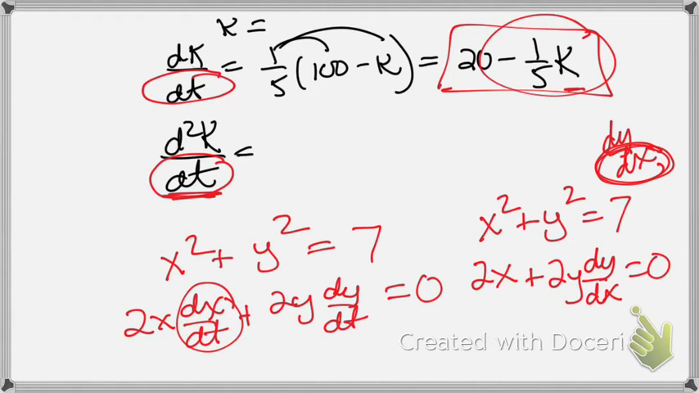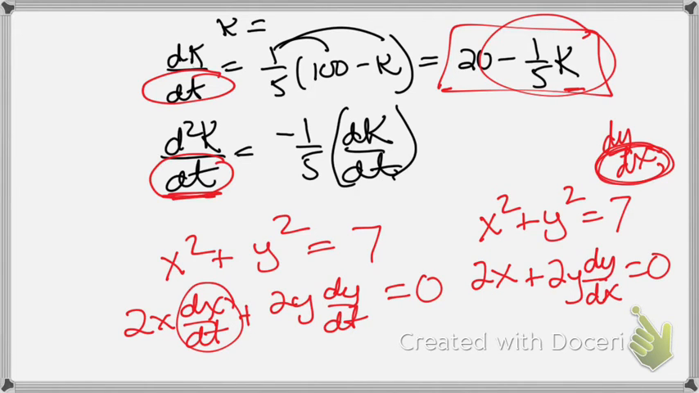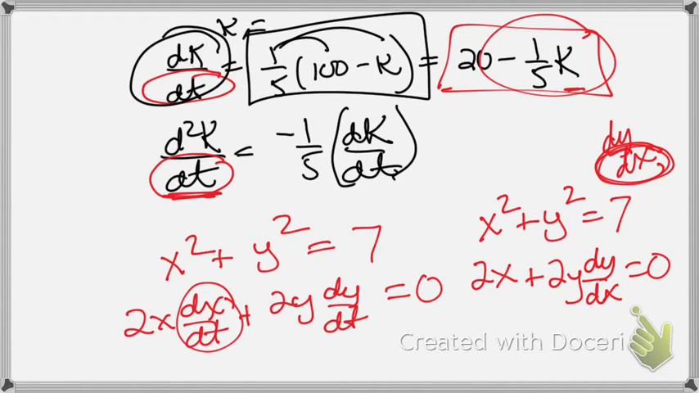So for this one, when I differentiate this, the derivative of 20 is 0, but the derivative of this is -1/5 dK/dt. Okay? And then you typically take this dK/dt and replace it with the dK/dt that you already know. And then you'll answer the question and use it somehow. So that's a big one. That's a tricky one. So that's what's going to happen in today's problems.